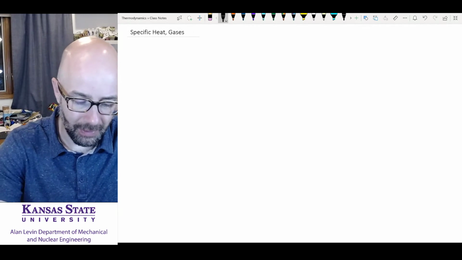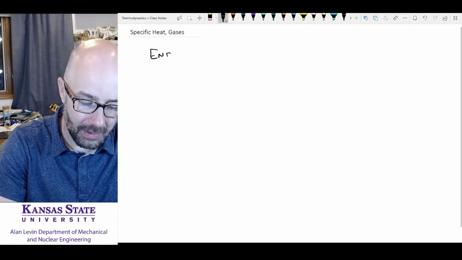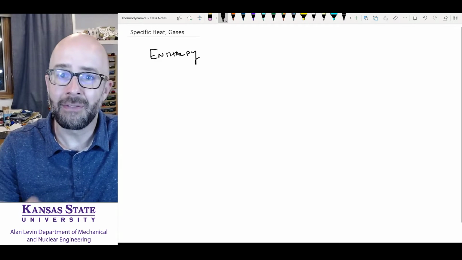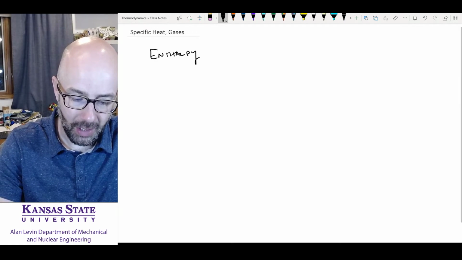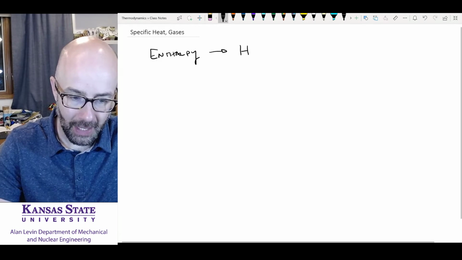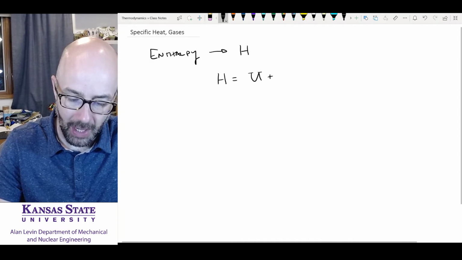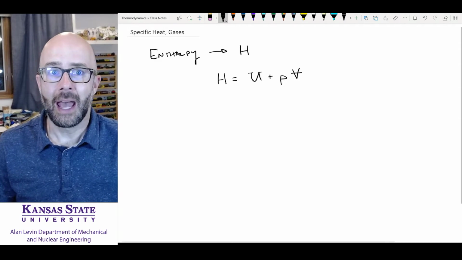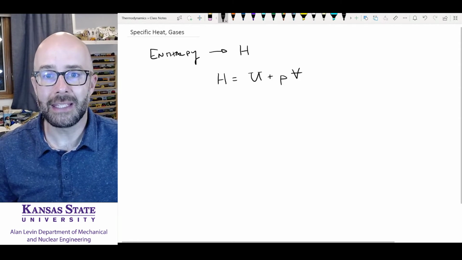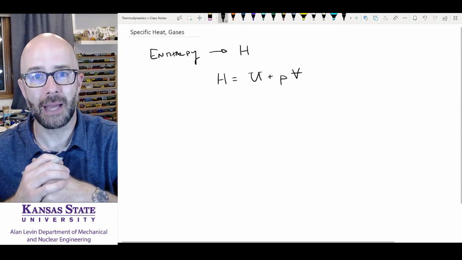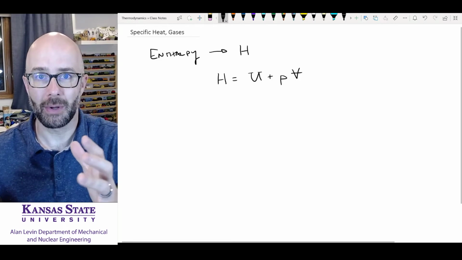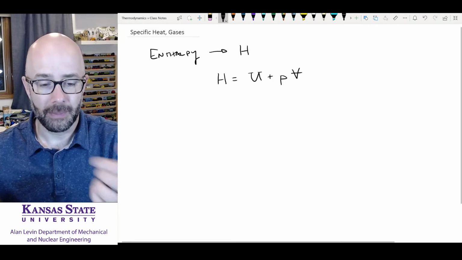You've seen this word before, but enthalpy. Enthalpy is basically a definition that we have. We're going to call it H, capital H, and enthalpy is going to be equal to internal energy plus the product of pressure times volume. That's all it is. It's a definition. We see these terms grouped together many, many times in thermodynamic analysis. So instead of calculating them over and over again, since we see them all the time, let's call it enthalpy. And so that's what we do.